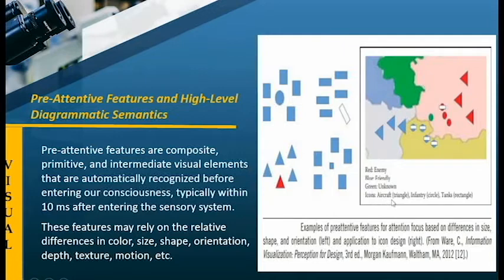Then aircraft is a triangle, and there is a legend for it as aircraft. The circle is infantry. So it can be used in your applications. So icons. If you happen to see some applications, like games, they use icons and color coding as well. So that's the pre-attentive features and high-level diagrammatic semantics.